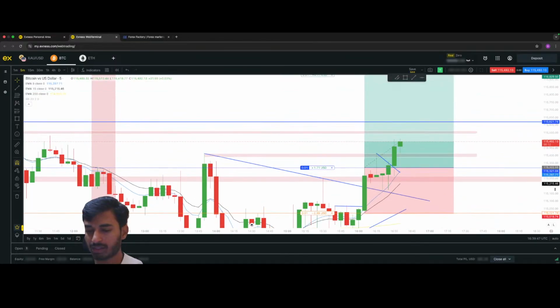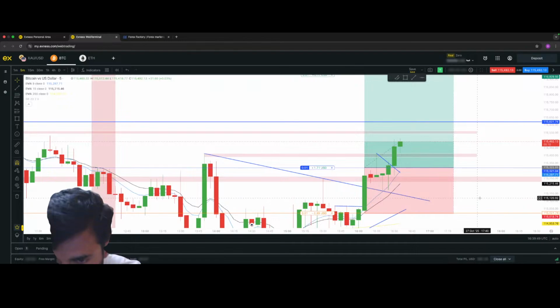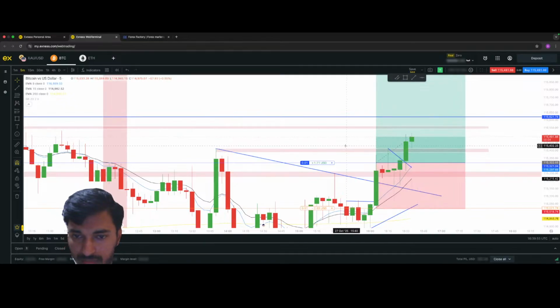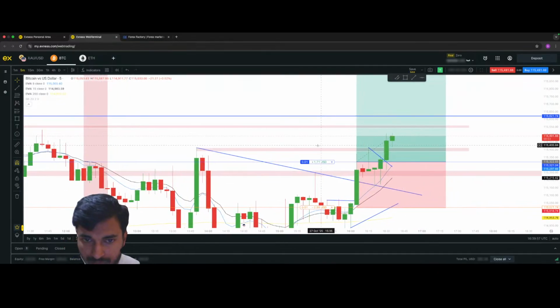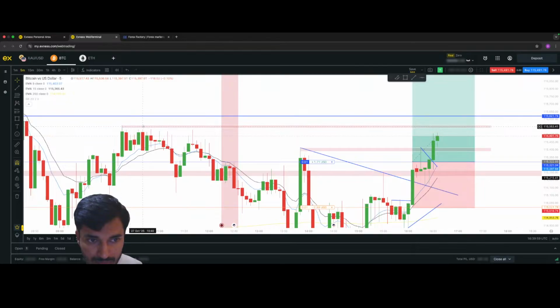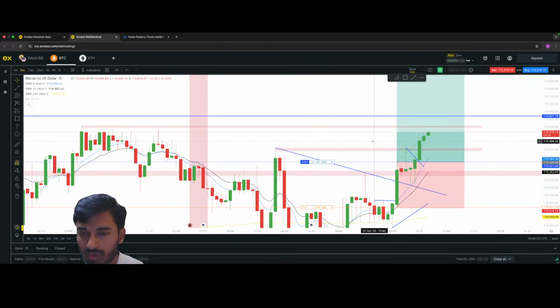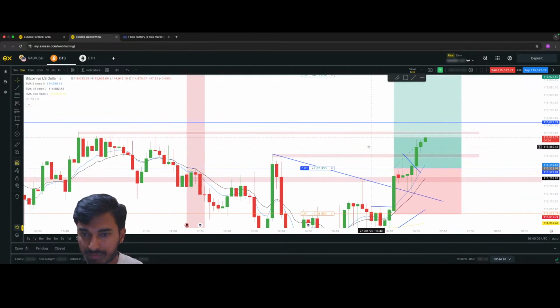You can see there are not so many buyers. This candle has given a breakout over here. The liquidity has been taken down. Next, overall here, slowly it is going up over this.